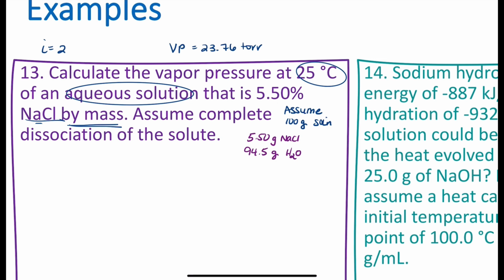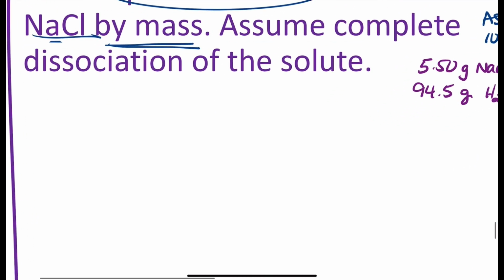I need to know this information because I'm going to have to find mole fractions. I'm going to find moles and mole fractions to find the vapor pressure. What I need to figure out is what fraction of this sample is due to the water molecules, not the ions from the sodium chloride, and that's the pressure I'm going to have. So let's look at the number of moles I've got. First up, the number of moles of water. I've got 94.5 grams of water.